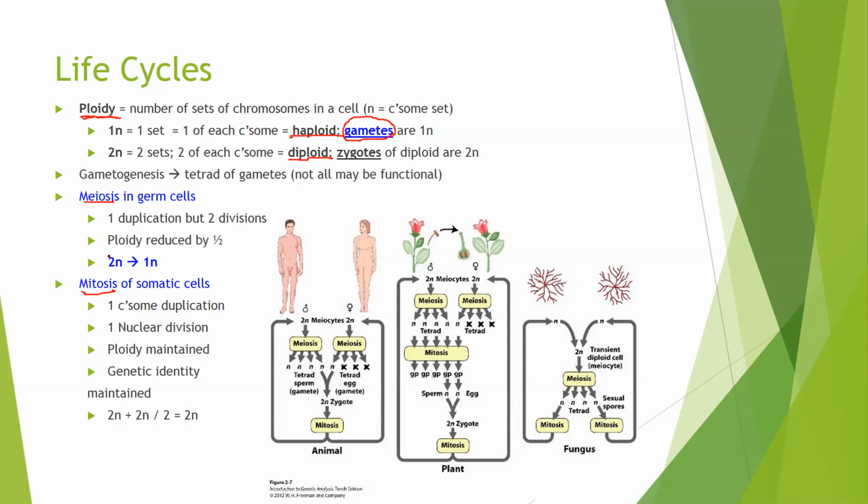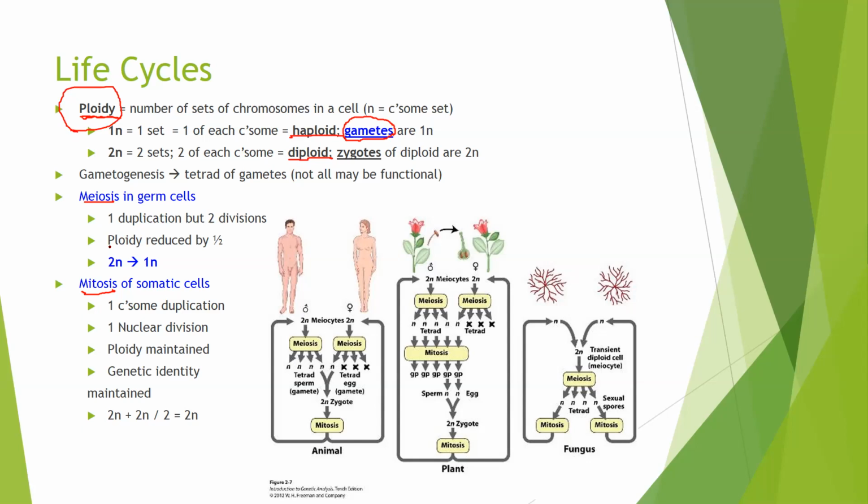Now meiosis and mitosis. Okay. So the key point for the comparison between meiosis and mitosis is the change in ploidy. So that's why I just pointed out ploidy is so important. In meiosis, you're going to see a ploidy reduction. So why is that?